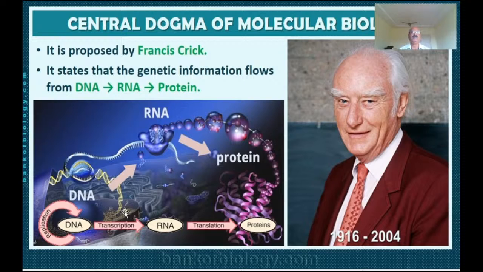So, from DNA, mRNA will be synthesized. This transcription occurs within a nucleus in eukaryotes. But in prokaryotes, there is no demarcation of nucleus and cytoplasm. According to the information of RNA, the protein will be synthesized, that is called translation. This entire phenomenon is called central dogma of molecular biology, proposed by Francis Crick.